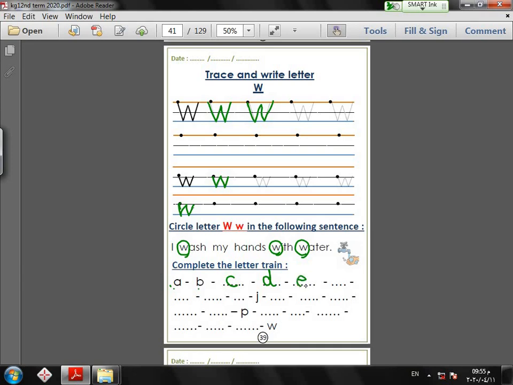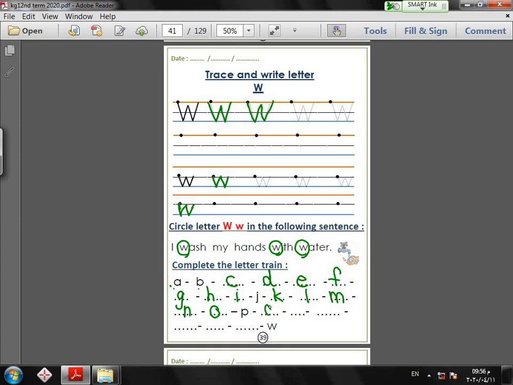E, F, G, H, I, J is here, K, L, M, N, O. So try to read it from the start. A, B, C, D, E, F, G, H, I, J, K, L, M, N, O, P.